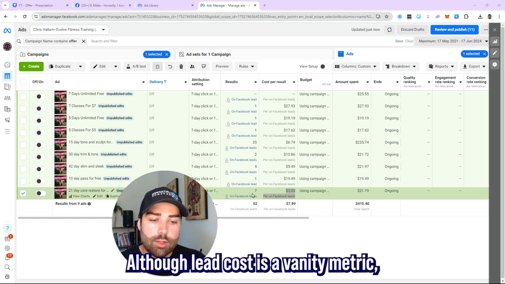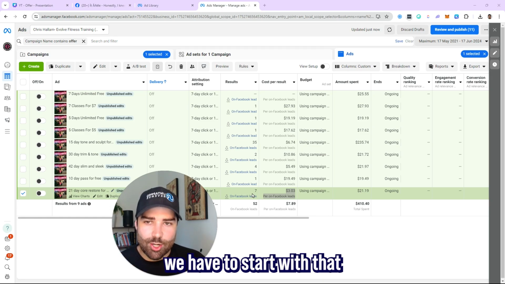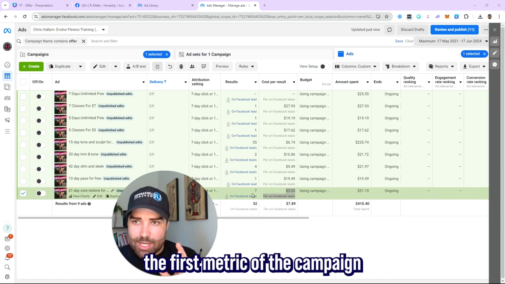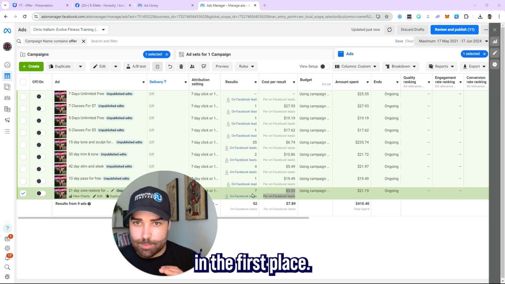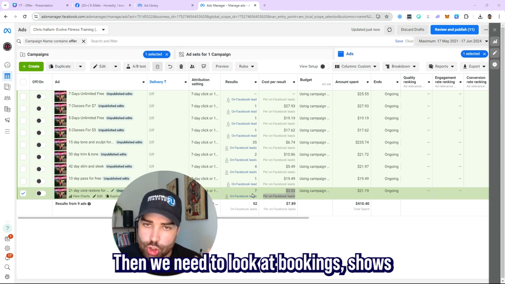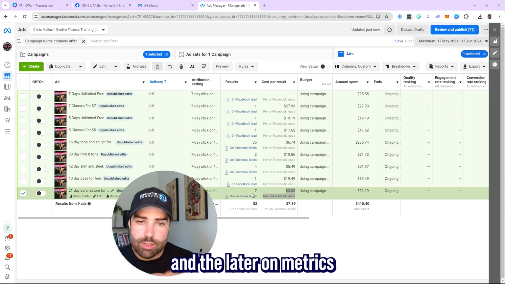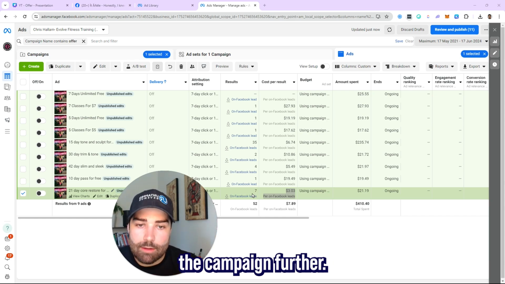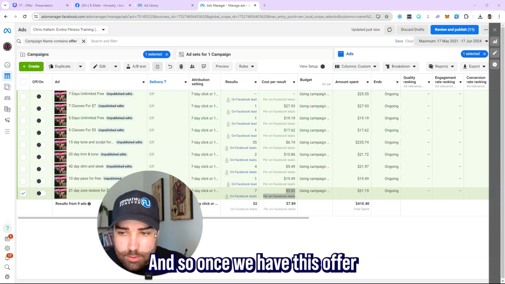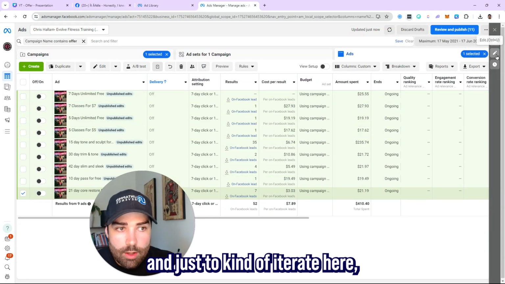And I will just say this: although lead cost is a vanity metric, we have to start with that because it's the first metric of the campaign, which is getting leads in the first place. Then we need to look at bookings, shows, and the later metrics in terms of how we can optimize the campaign further.